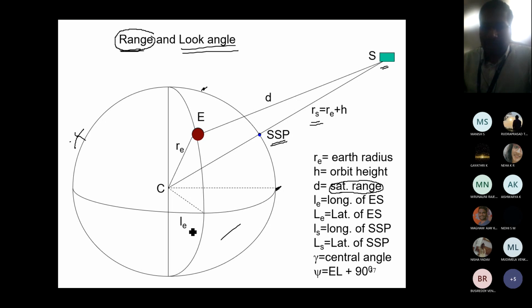And small l represents the longitude of the earth station. You see, this vertical line represents 0° longitude. As you go towards the east, the longitude will increase, and at this point you will reach 90° longitude east. Similarly, towards the west side, you will reach a point at 90° west longitude.